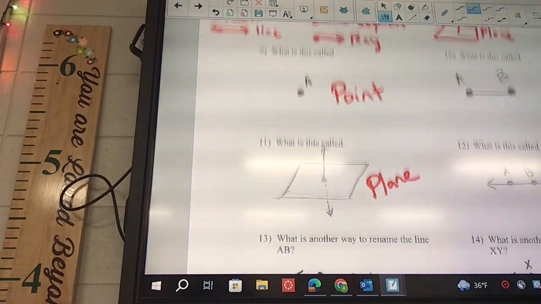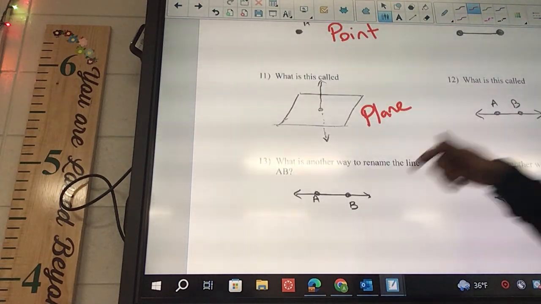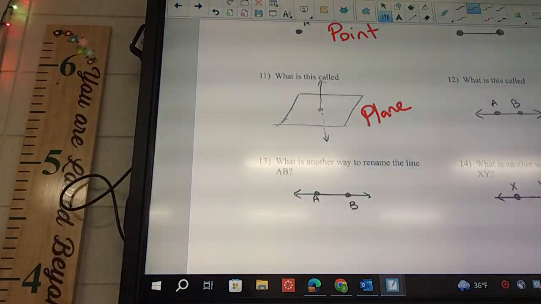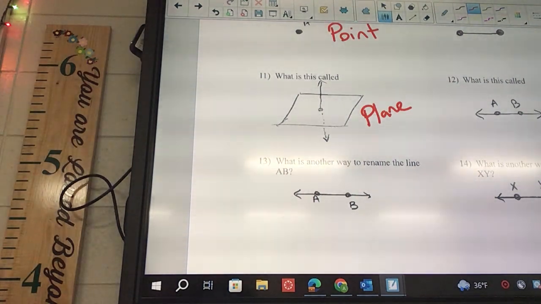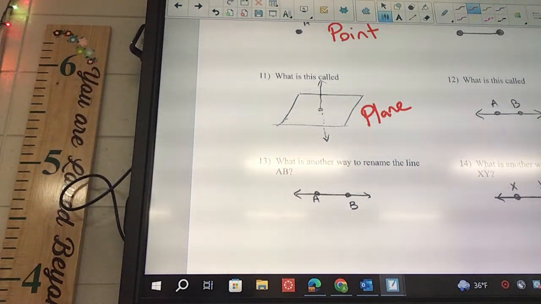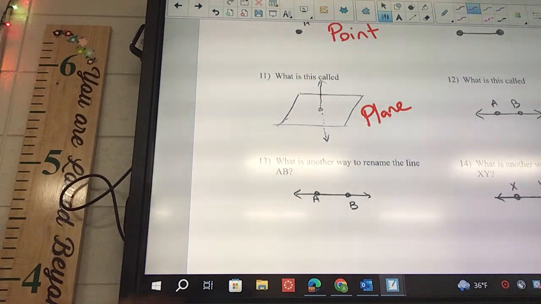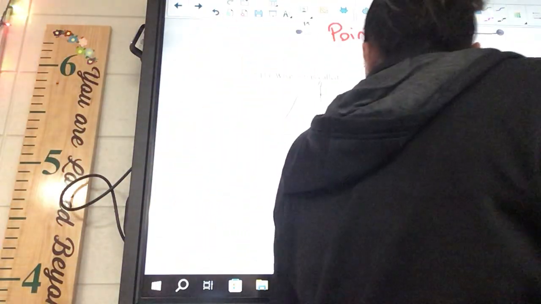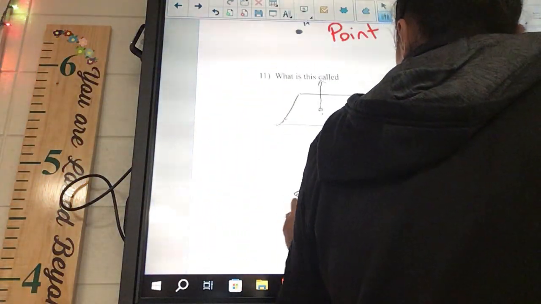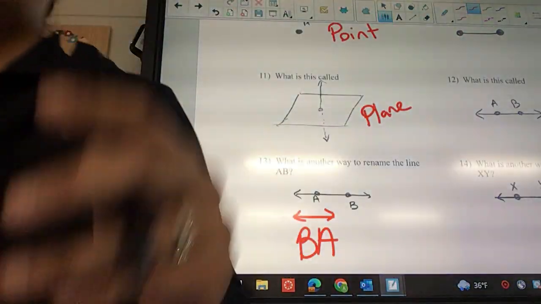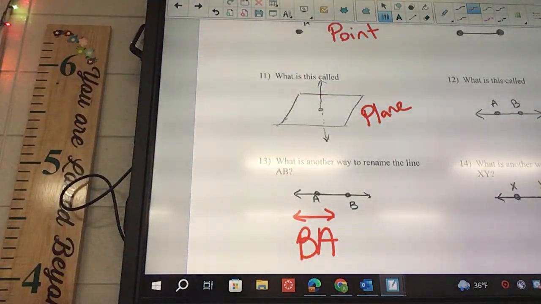13. Is there another way to rename the line AB? BA. So lines, you can flip them around. So it can go BA. It does have to be on the line, and then you should have a little line above it. Look at mine. You should have a little baby line above it.